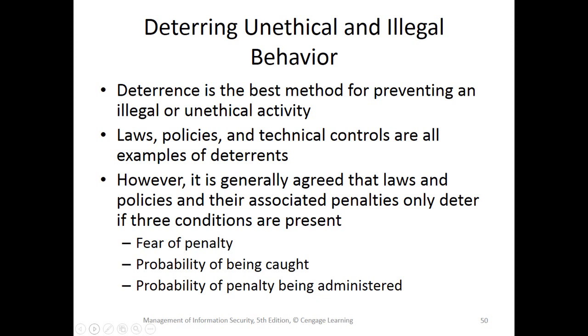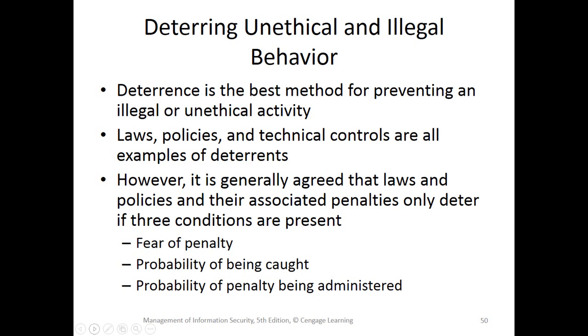Number one, the fear of the penalty. Like if I do this, then here's my consequence, and they will punish me for this. Probability of being caught, and the probability of the penalty being administered. Say old Bob's been with the company for 30 years and he's never been in trouble, and he goes out to a website he's not supposed to. The probability of the penalty being administered to him is probably little to none, based on his past behavior. And maybe he didn't know what was going on, so old Bob may get off the hook.